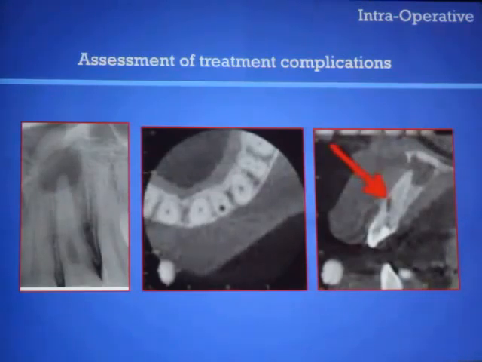From a legal aspect, it is a very important tool. If I do this conebeam CT before starting the treatment, then at least I can prove in a court of law that I have not done that before, and at least I won't get sued.